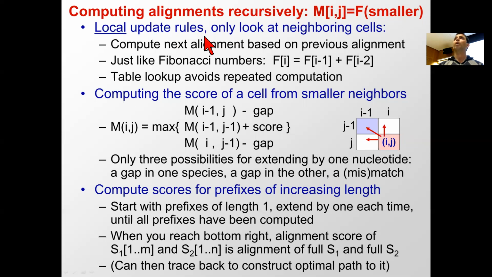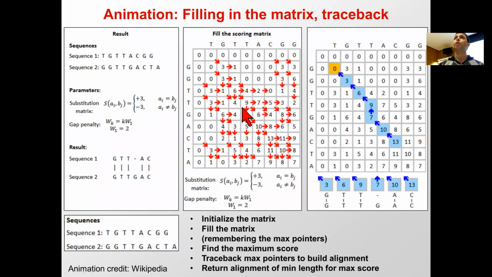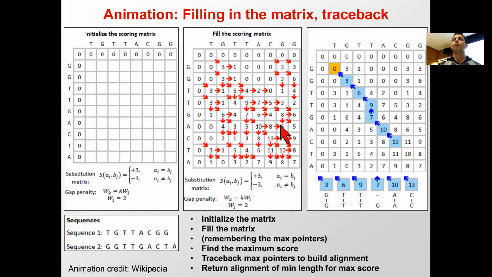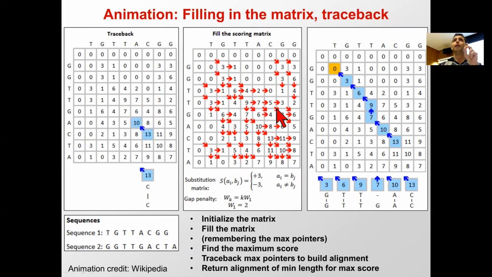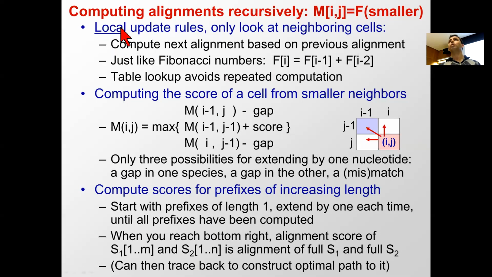Why? Because otherwise my computation explodes. Here I have an n by m computation. Why? Because there are n by m entries and every single entry is computing only local stuff. So I have a constant number of things to do. If instead I was looking at order n, it would be a cubic algorithm, okay? So the power of using only local update rules is that it's actually order n squared. Just like Fibonacci numbers, I'm only using some small number of local operations. And the table lookup avoids repeated computation.